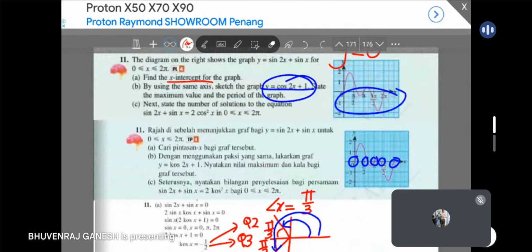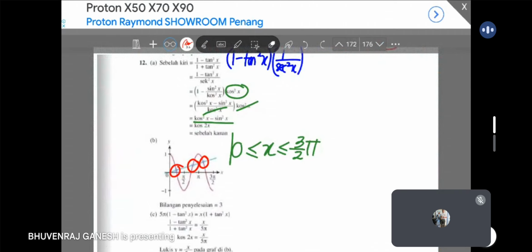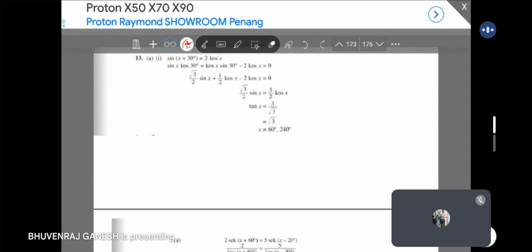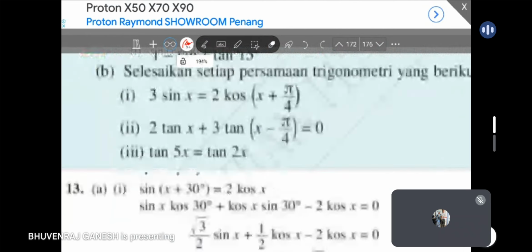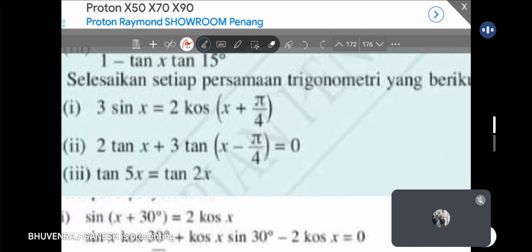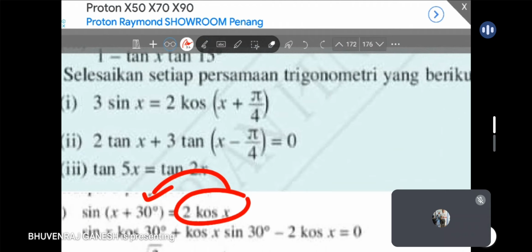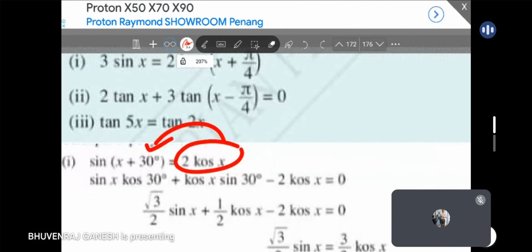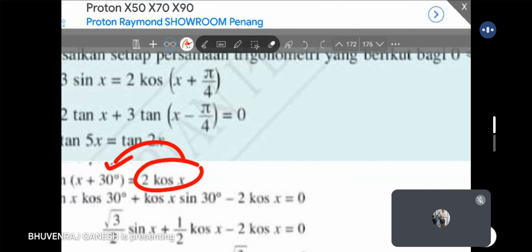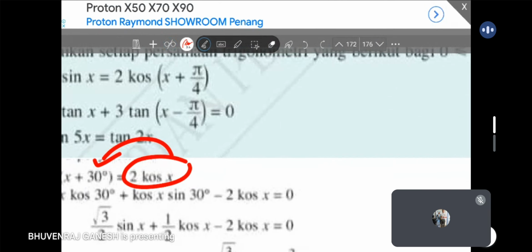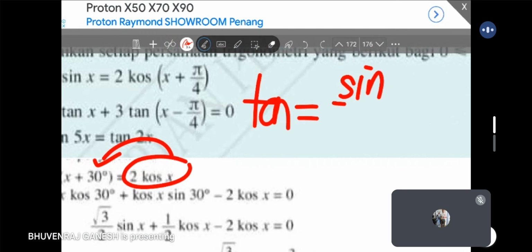All right, so now you just need to substitute the formula and then shift the 2 cos x to the left hand side, bawa yang ni ke belah kiri, and then right hand side equal to 0, belah kanan sama dengan kosong. So you will get this equation, and the next step is when you have sine and cos in one equation, remember you can always use the concept tangent equal to sine divided by cos.